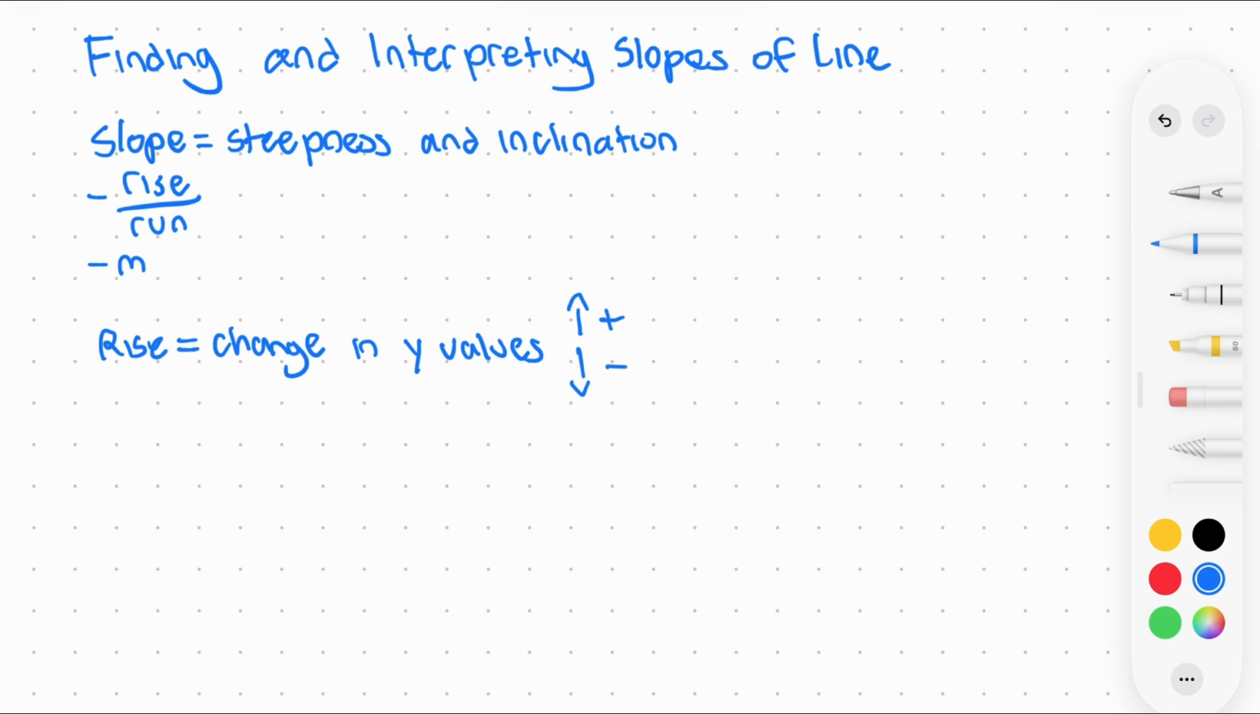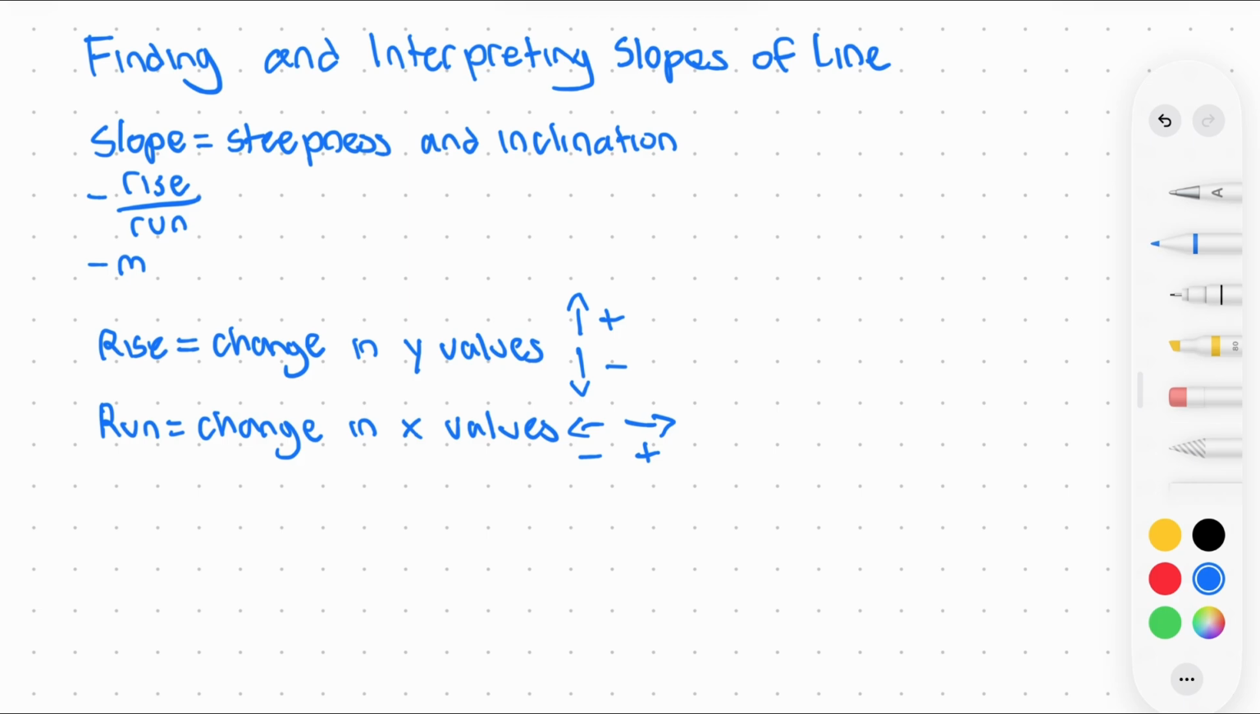Run is the change in the x values. That means how much the line moves left or right. If you're moving to the right, the run is positive. But if you're moving to the left, the run is negative.